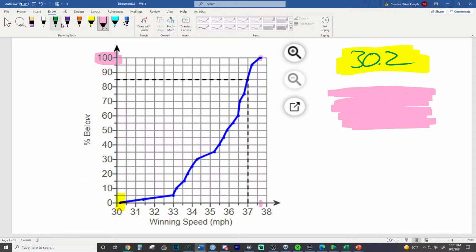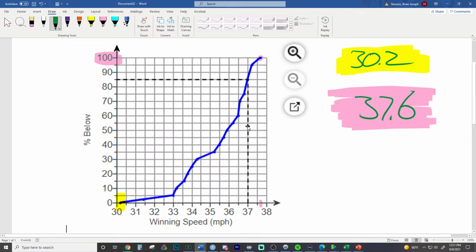The highest number looks to be about what? If you had to estimate that highest number, what's that going to be? And great job. I think I know what that's going to be. Almost. It's obviously 37 something. Exactly what I'm thinking. So then the range is just going to be how far are these numbers apart? So the range is 7.4. That's the range of the data right there.